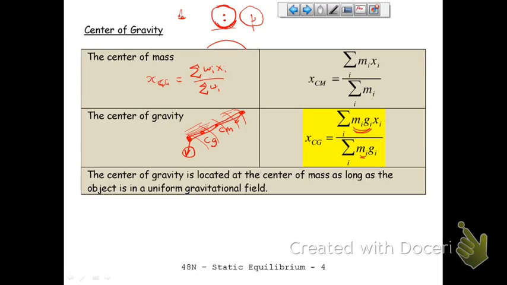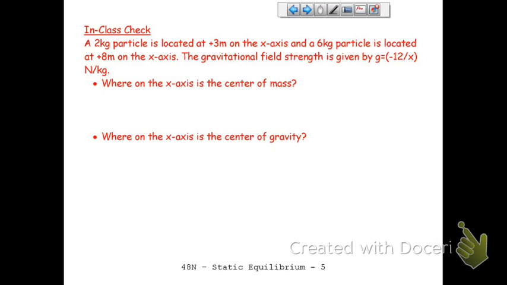Centre of gravity is located at the centre of mass as long as the object is in a uniform gravitational field. So we're not going to put it in a uniform gravitational field. A 2 kilogram particle is located at +3 on the x-axis, and the 6 kilogram particle is located at +8 on the x-axis.